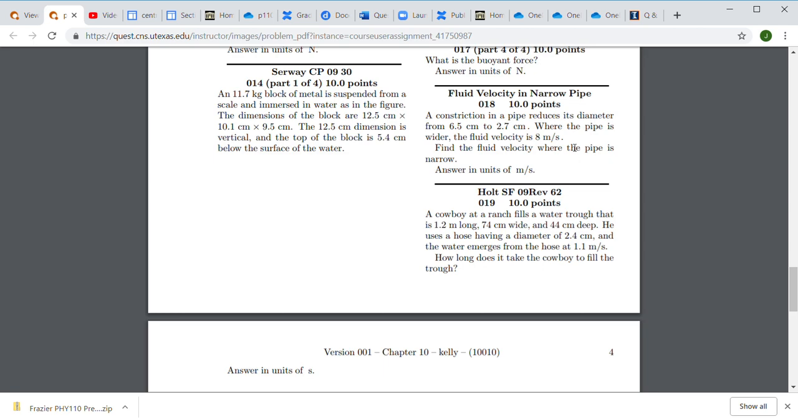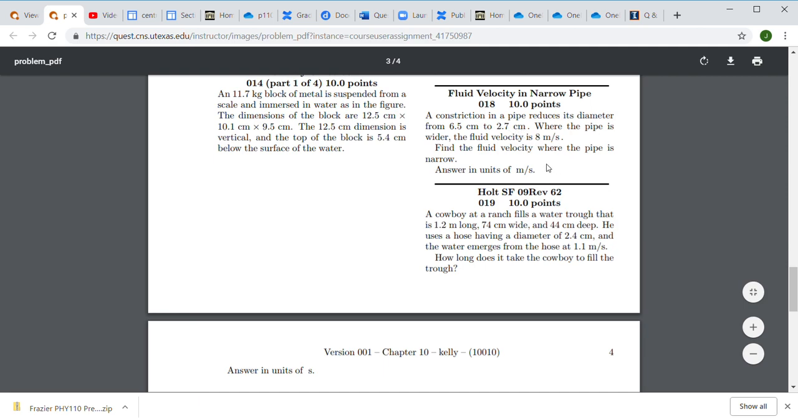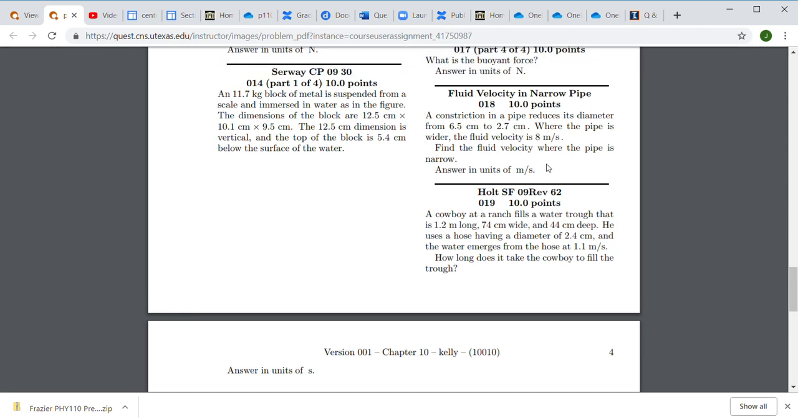So at the wider point, we're given the fluid velocity. Find the fluid velocity where it's more narrow. So we're going to use our continuity equation. A1 v1 equals A2 v2. And the A's are going to be the corresponding pi r squared. So divide those diameters by 2 and use pi r squared. So we've got our A1 v1, and we can calculate our A2, so we just need to solve for what v2 is.